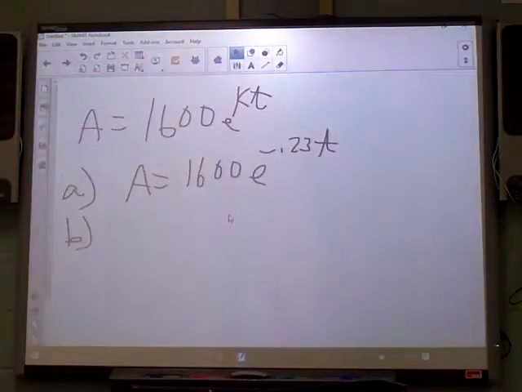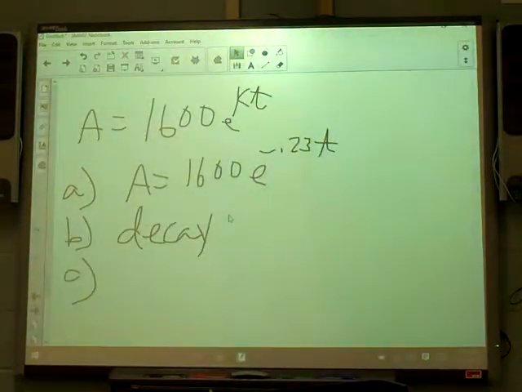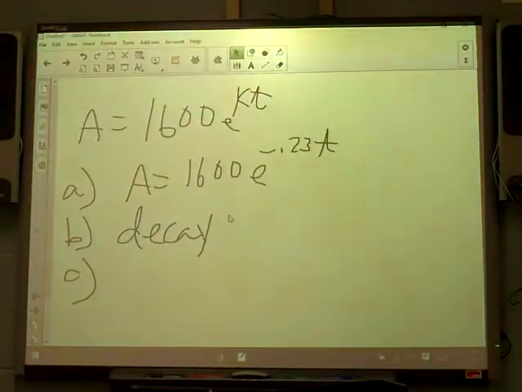Okay, our second one, part B, says tell whether or not that's a growth or a decay. It's a decay. Very good, Carolyn. We got a negative power. Okay. Part C says what's the population 6 years from now? Where would I put the 6 years in this one? In the T.